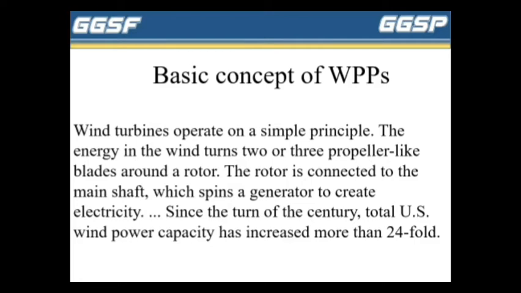Basic concept of wind power plants. Wind turbines operate on a simple principle. The energy in the wind turns two or three propeller-like blades around a rotor. The rotor is connected to the main shaft, which spins a generator to create electricity. Since the turn of the century, total US wind power capacity has increased more than 24.